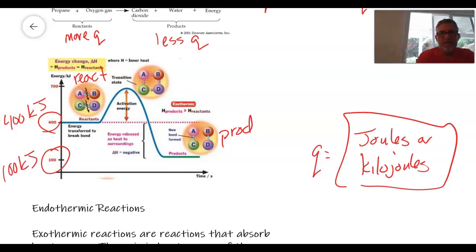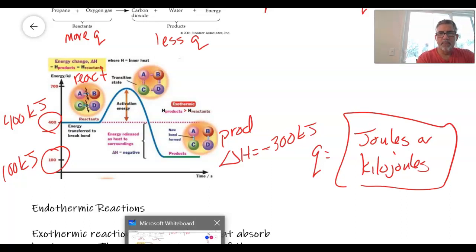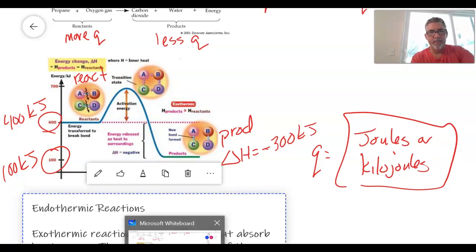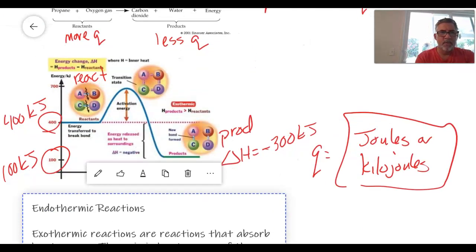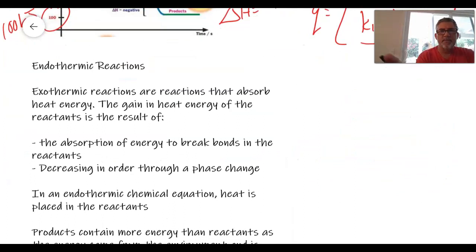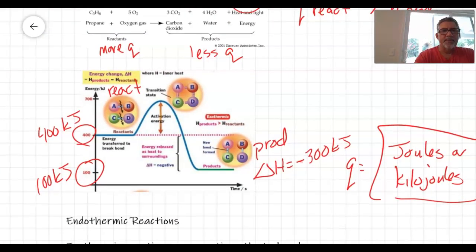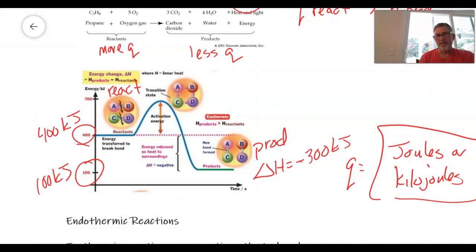Right, so my delta H here equals negative 300 kilojoules. Okay? All right. Let me come back to here. So my delta H is negative 300 kilojoules.